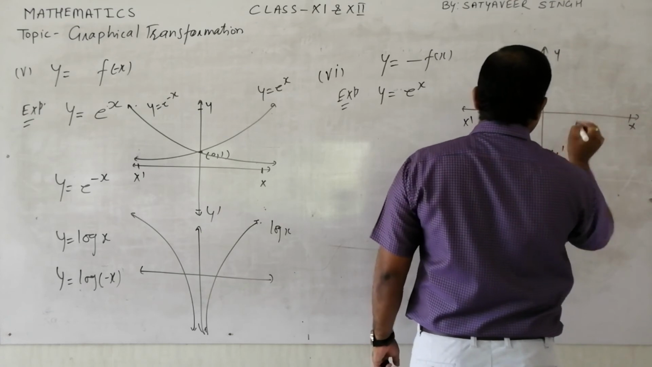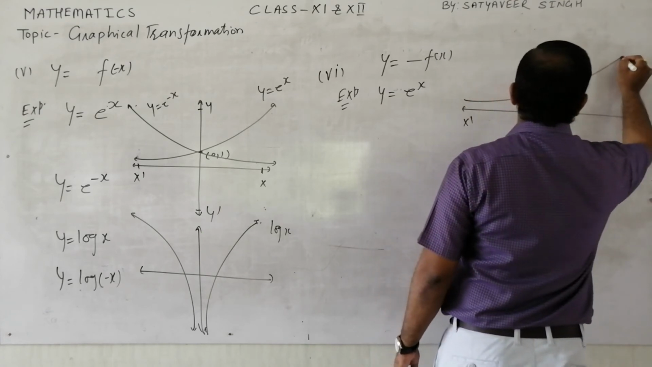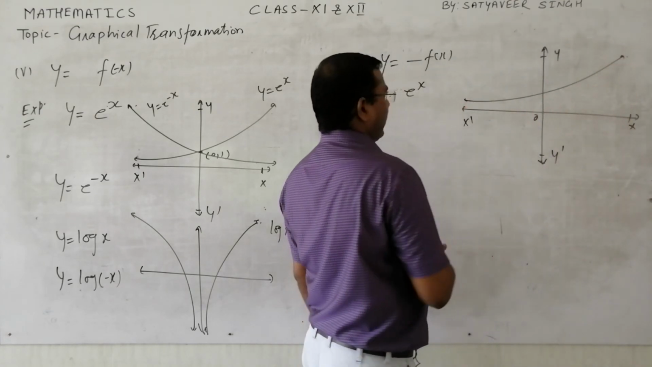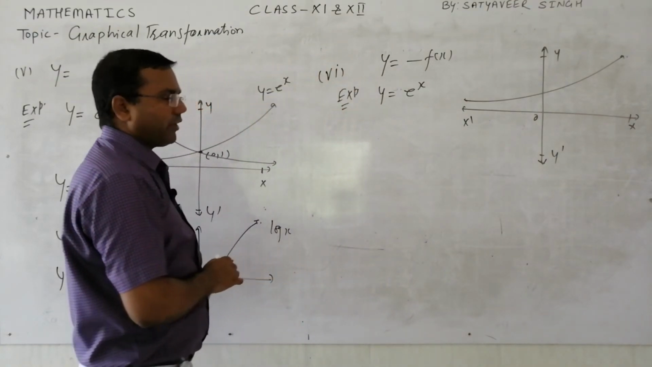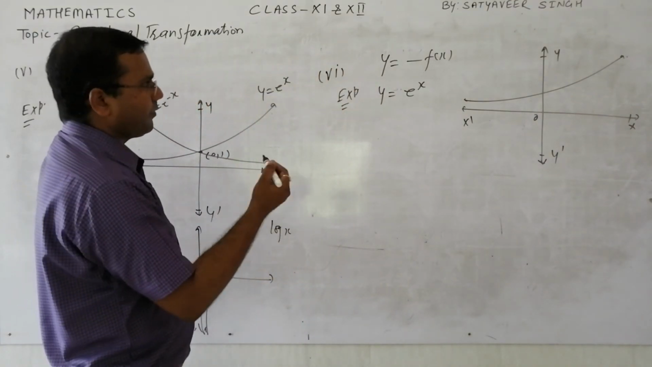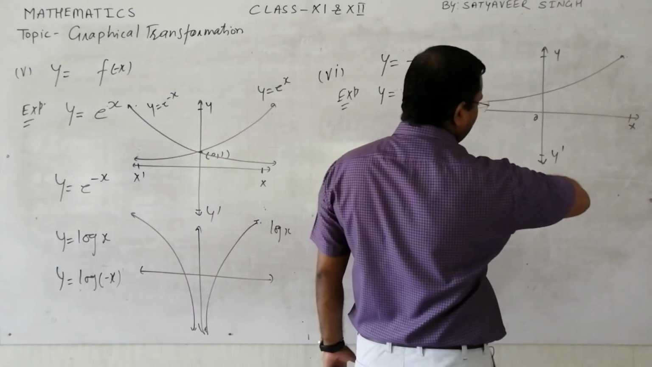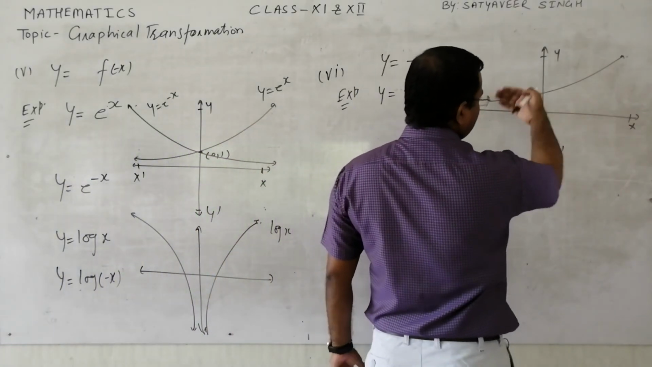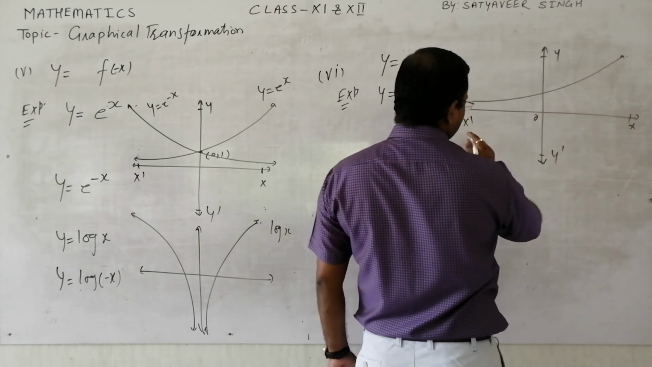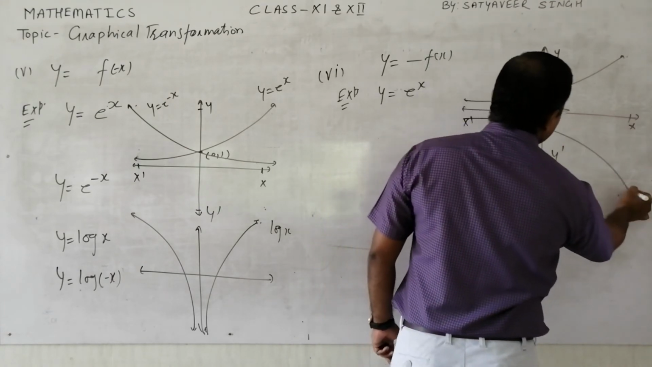This is very useful, this thing is very useful. Students, definitely take the help of this graph for finding the continuity, differentiability and many more things about the function. So if it is minus f(x), then what happens? The axis works as a mirror in this case, so the graph changes like this.